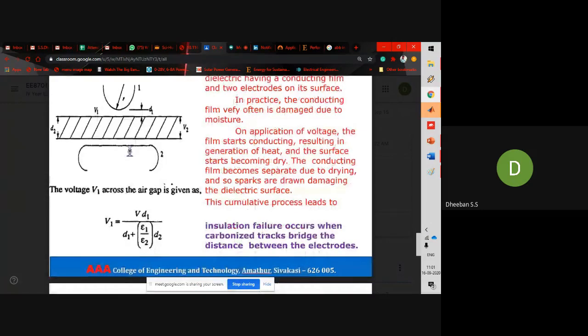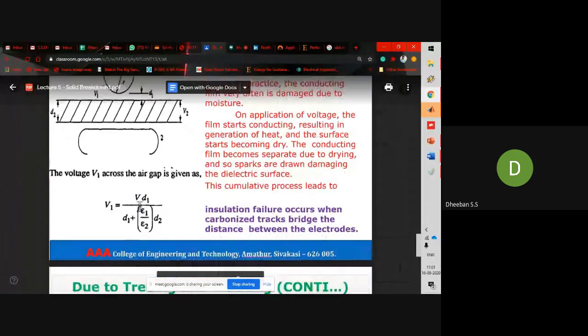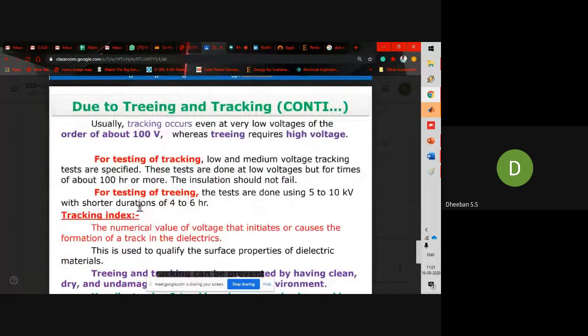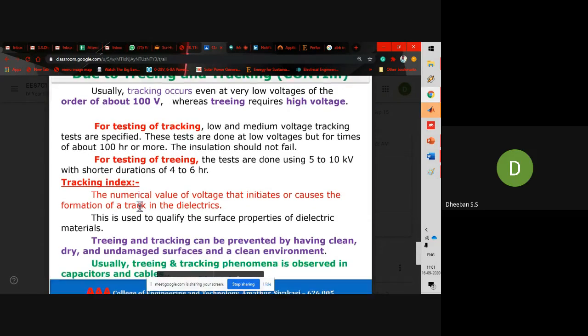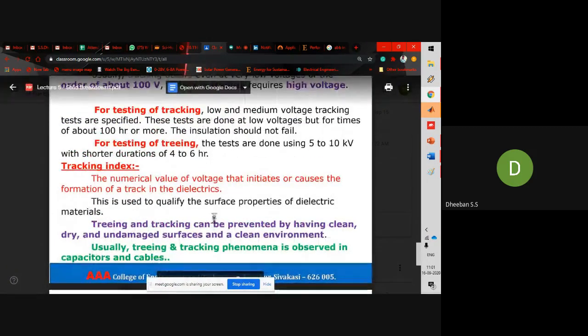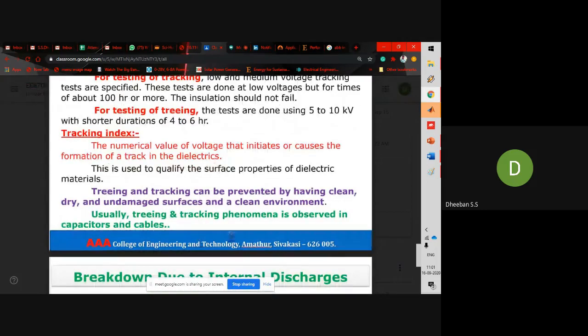So they have given out a voltage, that is the dielectric voltage. Usually tracking occurs even at a very low voltage, like 100 volts. It depends upon which material you are using, but the treeing, or the branches coming from the stream, will be for high voltage. So this is a normal definition you can just go through. Where you can find this treeing phenomenon is in cables.